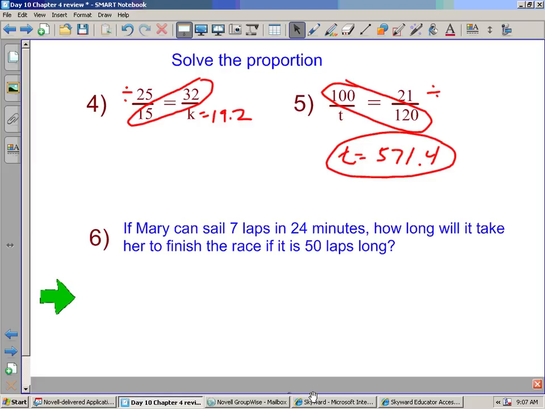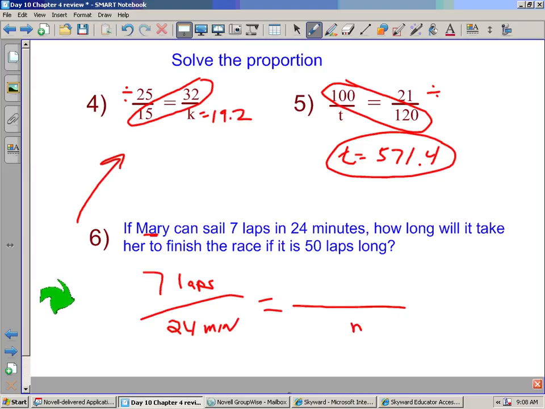Alright, hopefully you've had a chance to solve this. If not, stop the video so you can. Solving a proportion is just very simple. Now we just have to set it up first. So we start with what we know about Mary. We know that she can swim 7 laps in 24 minutes. We set that equal to what we're trying to find out about her. We're trying to find out how many minutes it would take her to swim 50 laps.